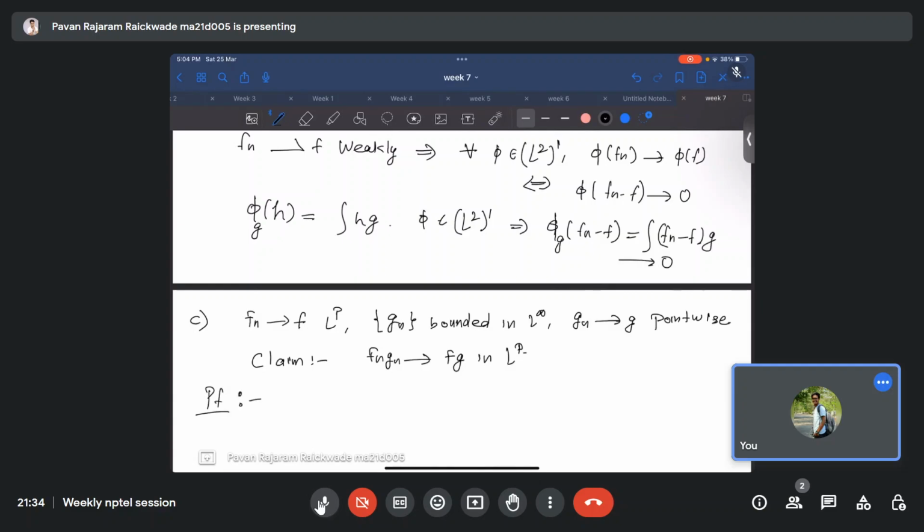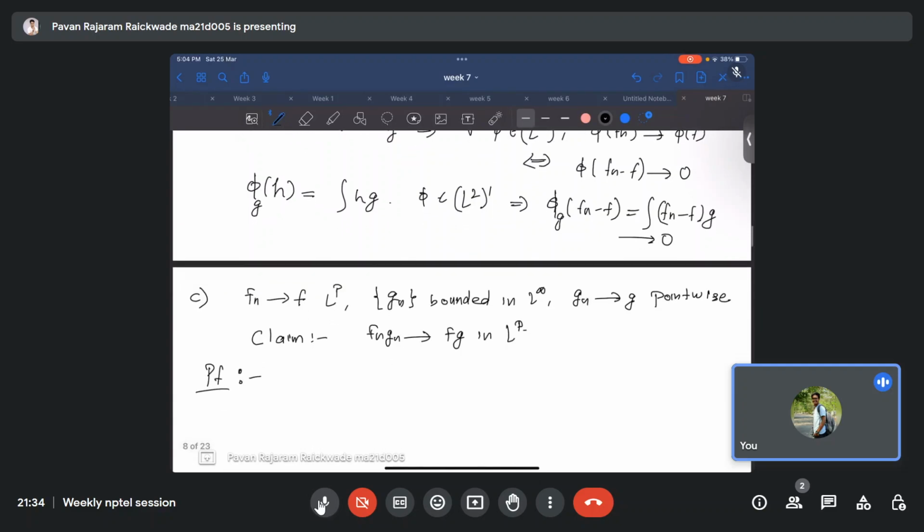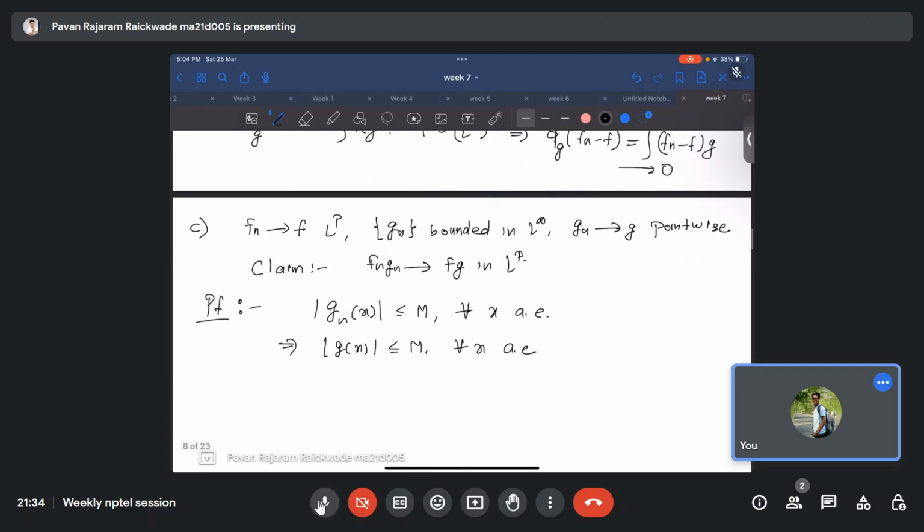Let's see the proof. Gn is bounded almost everywhere. When we say something is bounded in L infinity, it's always almost everywhere. So mod gn(x) is less than or equal to M, say, for all x almost everywhere. But this also implies that mod g(x) is bounded by the same M, almost everywhere.